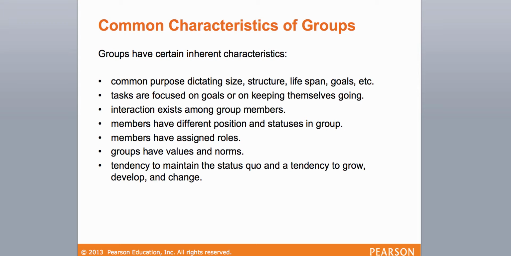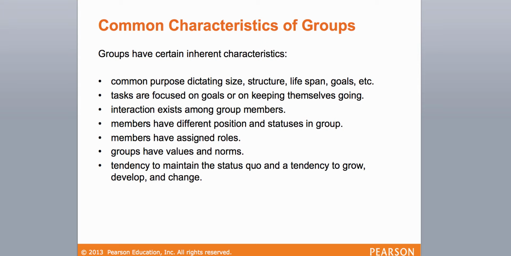All groups, regardless of what kind it is, have certain characteristics. This includes a common purpose that dictates the size, structure, lifespan, the goals that it achieves, and so on. Even natural groups have a common purpose. The tasks that groups develop are focused upon goals or on keeping the group going itself. Interaction occurs between group members, so it isn't something where individuals don't connect with others, because in a group you definitely do. And every relationship has its own qualities about it.